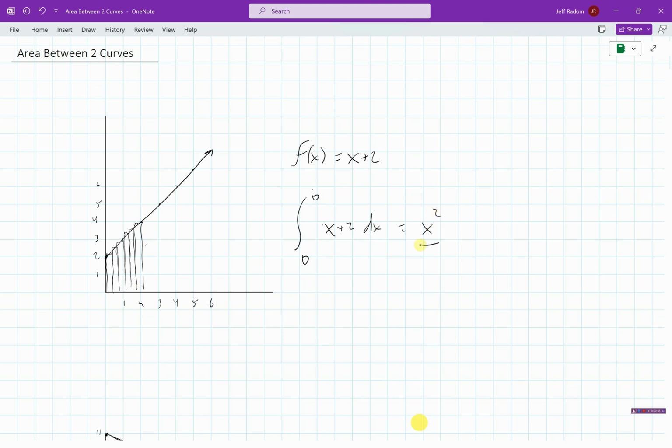And so integrating gives us x squared over 2 plus 2x from 0 to 6. That would be 6 squared, 36. 36 divided by 2 is 18, plus 12. And then we would minus, putting 0 in here would just give us 0. So we would get an area of 30 under the curve.